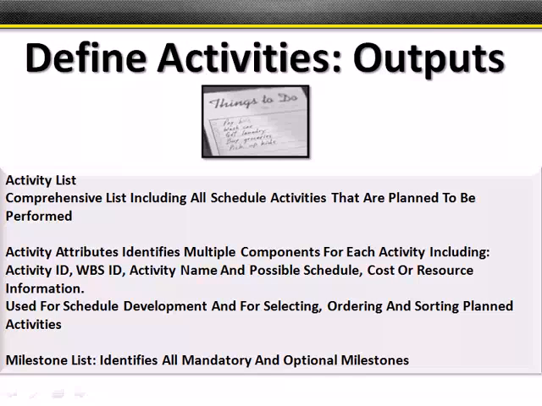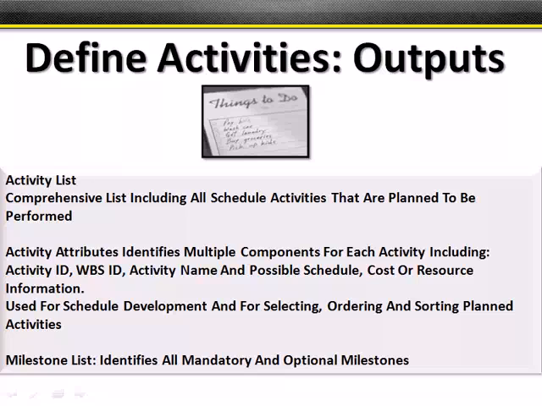Major outputs of the defining activities sub-process will include an activity list. And don't get me wrong, this is comprehensive. This is all schedule activities that are planned to be performed. And they make it sound really easy. We jump from tools and techniques to major outputs. But this is probably one of the most difficult things that you'll do. Time management in general is pretty tough. You'll also list the attributes, any components, an ID number, an activity name, possible schedule, cost, or resource information. And you will use this for schedule development on the back end once we sequence and estimate.